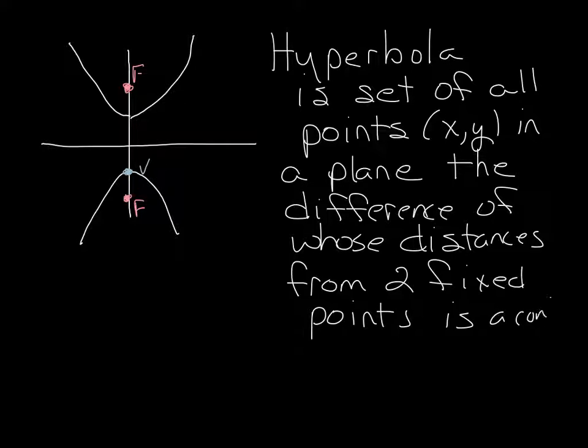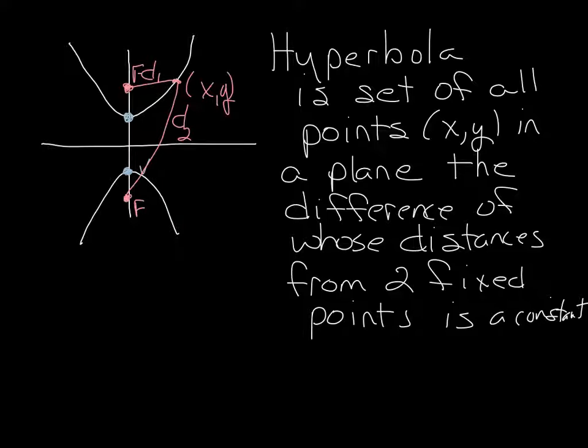So by definition, somebody would ask how did the foci come into it? It's part of the definition. If you find a point on the hyperbola, say we have this point x, y, the difference of the distances between these two points, that's D1 and D2, anywhere on there is a constant.